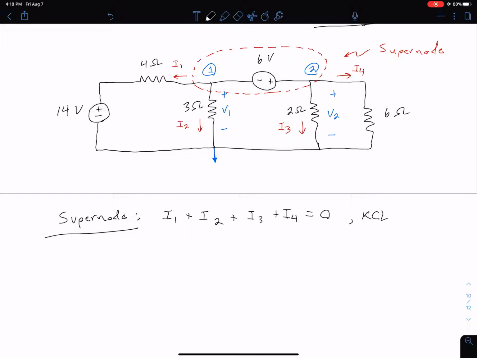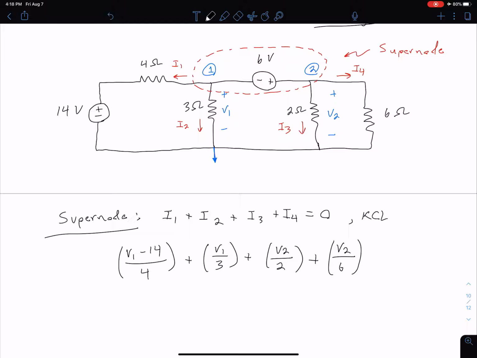So of course we can do Ohm's law and KVL. I'm kind of going to combine both of those steps together to say that our I1 is going to be V1 minus 14 divided by 4. Same as we saw when we were initially trying to write our node 1 equation. We have V1 over 3 is equal to I2. We have V2 over 2 is equal to I3. And then finally we have V2 over 6 is equal to I4. All of that equal to 0.